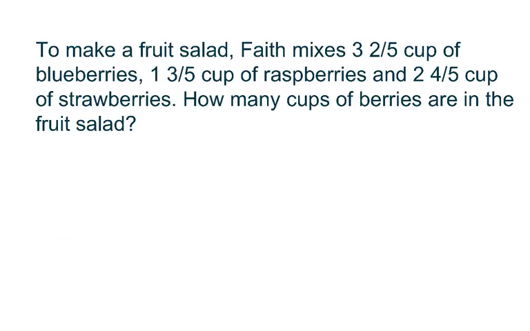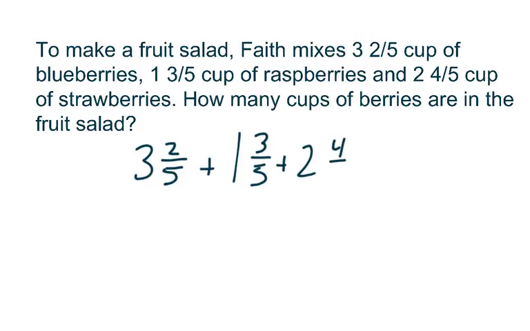And last problem. To make a fruit salad, Faith mixes 3 2/5 cup of blueberries, 1 3/5 cup of raspberries, and 2 4/5 cup of strawberries. How many cups of berries are in the fruit salad? In order to solve this problem, we need to add all three of our mixed numbers together. So we have 3 2/5 plus 1 3/5 plus 2 4/5.